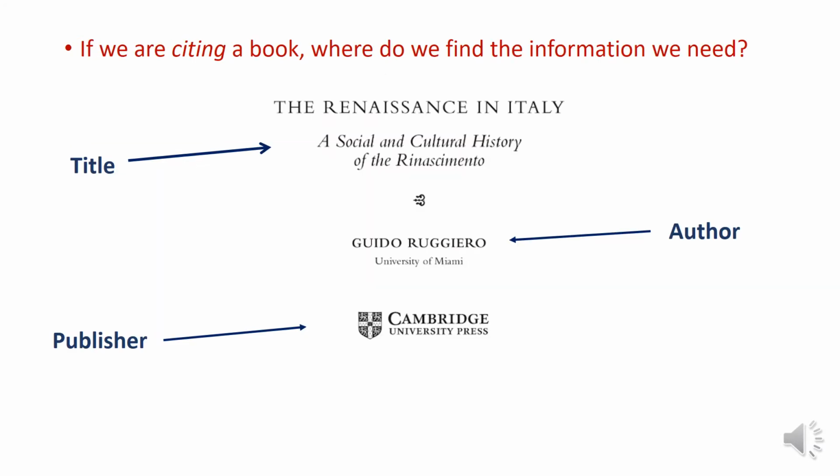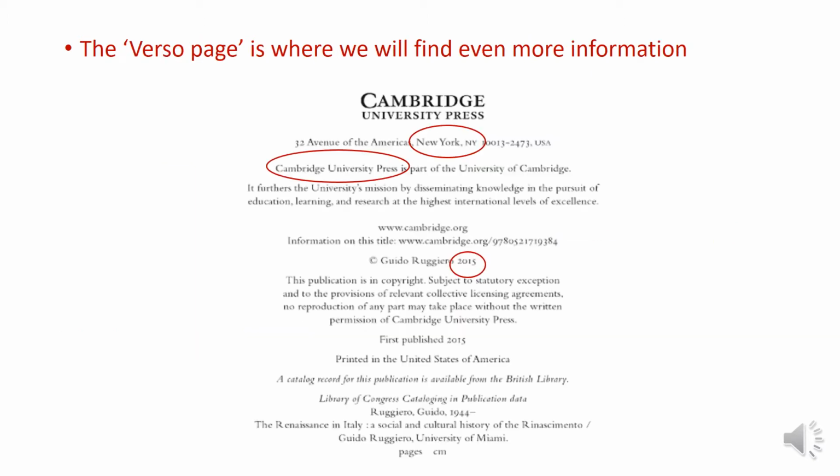So let's say this is a sample cover page to the book that we were researching with. You're looking for the title, the author, and the publisher. You can find that on your cover page, but you actually need to find some more information when it comes to creating your reference. If you flip over the page, you'll find a page that's got a lot of information on it, and that's called the Verso page. The Verso page will include the location of where it was published, and it should include the date as well. So as you can see, this was published in New York by Cambridge University Press in 2015.